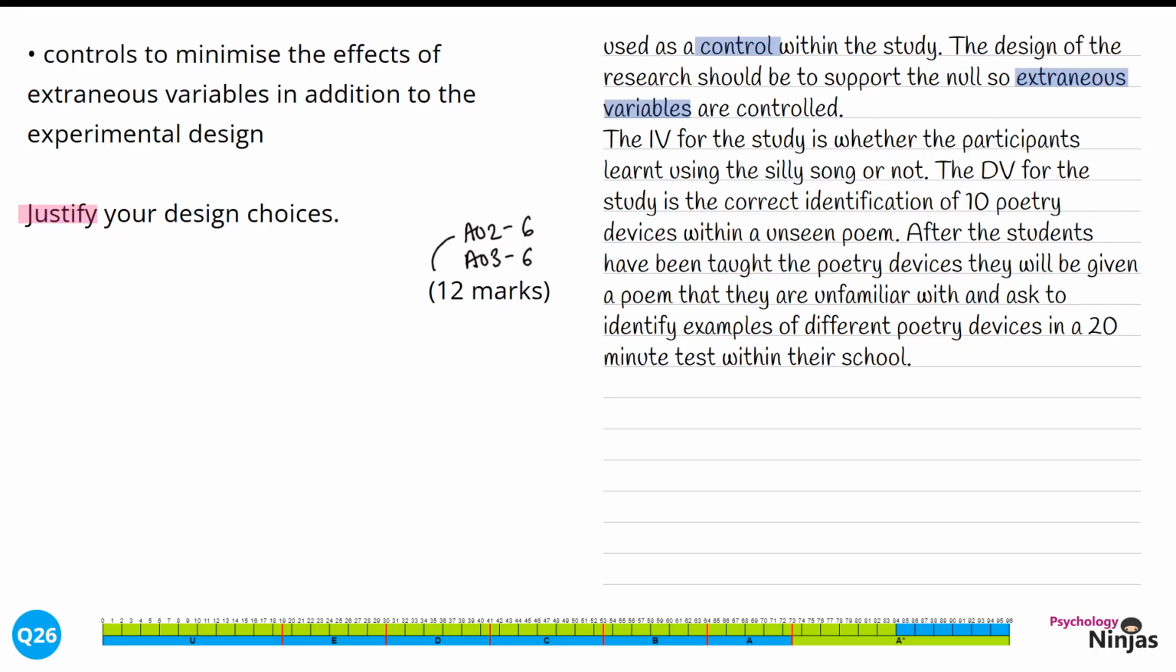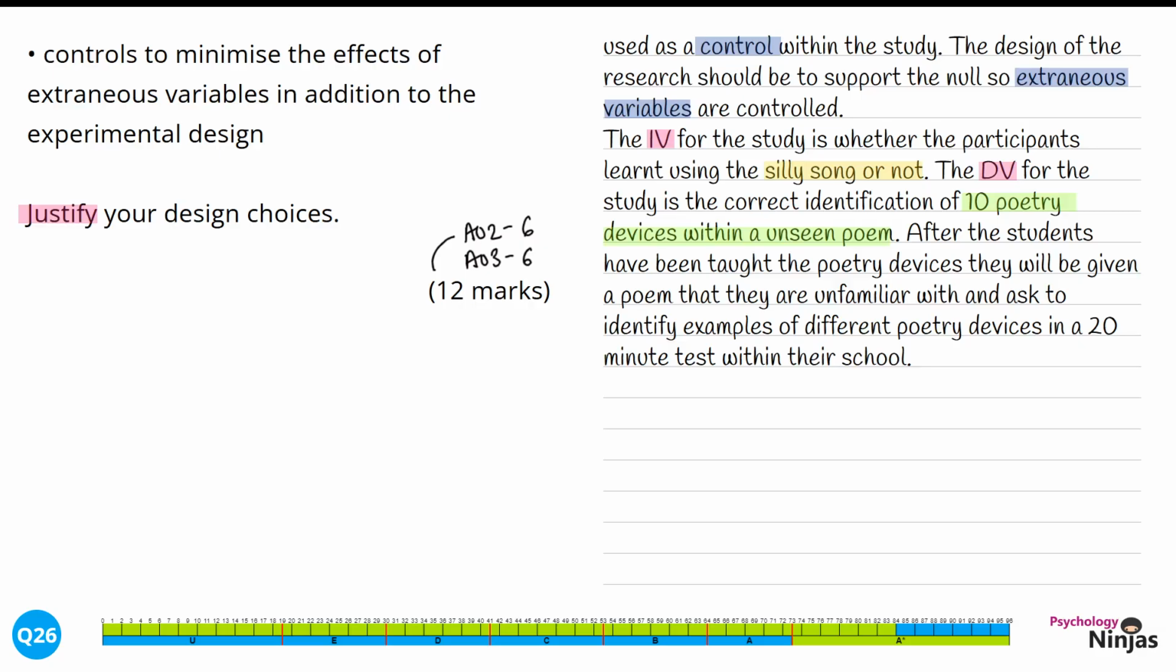We've shown our understanding here in terms of the independent variable and the one that changes. We've linked that back into our STEM once again by talking about whether they have a silly song or not. We've also understood that each study would have a dependent variable. We've been specific here in terms of giving a specific number of poetry devices in order to operationalise this effectively. We've also gone one step further in talking about an unseen poem. Given that we know that the maximum identification is 10 different poetry devices, we can then compare our different groups.